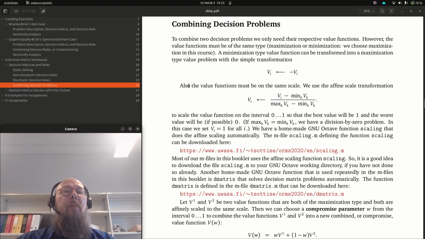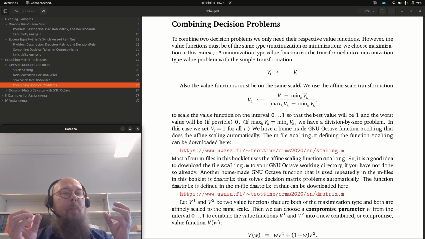A slightly more complicated transformation is the scale transformation. So the value functions must be on the same scale. It cannot be that one measures in milligrams and the other measures in kilograms, for example. You immediately see that they have to be in the same units. So if there are no units, then they have to be somehow on the same scale. And how do we get them on the same scale? Well, there are many ways of scaling functions.